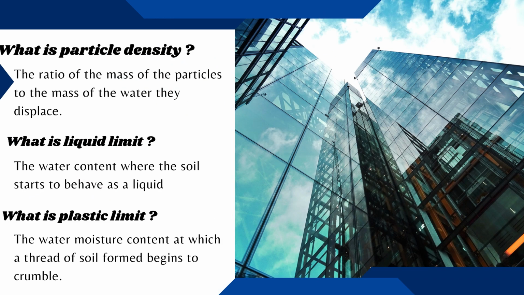Particle density is the ratio of the mass of the particles to the mass of the water they displace. On the other hand, liquid limit is the water content where the soil starts to behave as a liquid. And finally, plastic limit is the water moisture content at which a thread of soil formed begins to crumble.